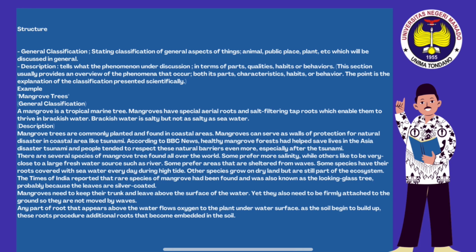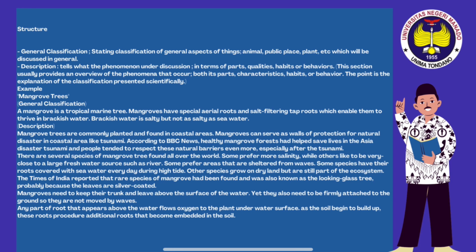According to BBC News, healthy mangrove forests have helped save lives in the Asian tsunami disaster, and people tended to respect these natural barriers even more, especially after the tsunami. There are several species of mangrove tree found all over the world. Some prefer more salinity, while others like to be very close to a large freshwater source such as a river. Some prefer areas that are sheltered from waves.